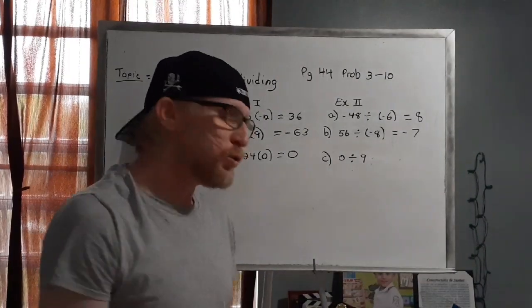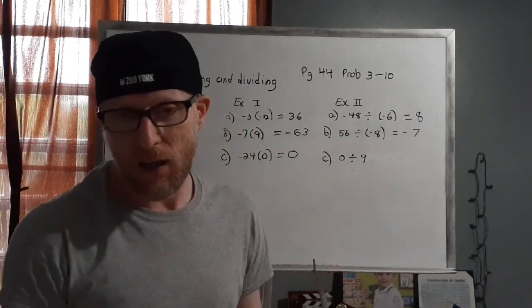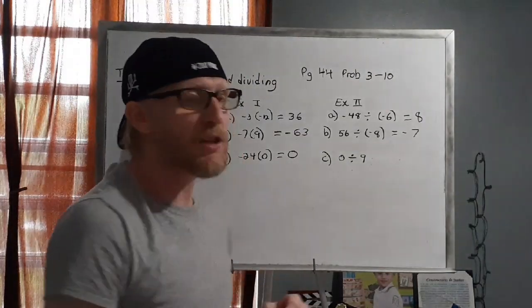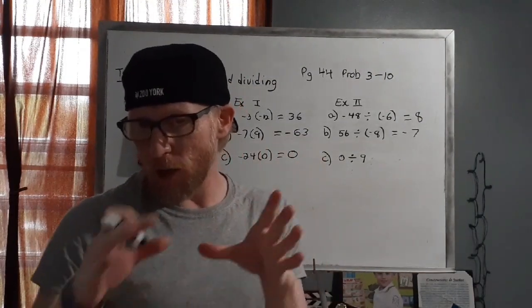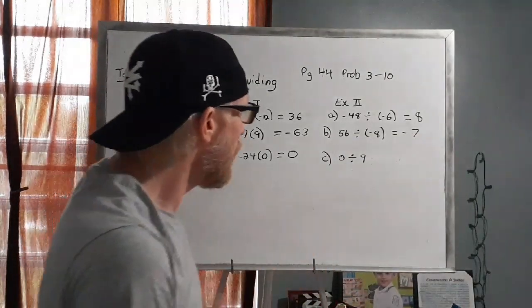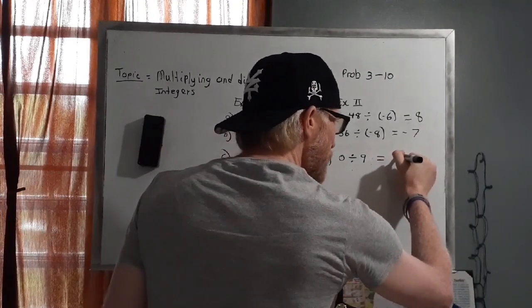And the last rule, 0 divided by 9. This rule doesn't matter if the number is positive or negative, just like with multiplication. Any number multiplied or divided by 0, regardless of if it's positive or negative, is going to equal 0. So this last answer is going to be 0.